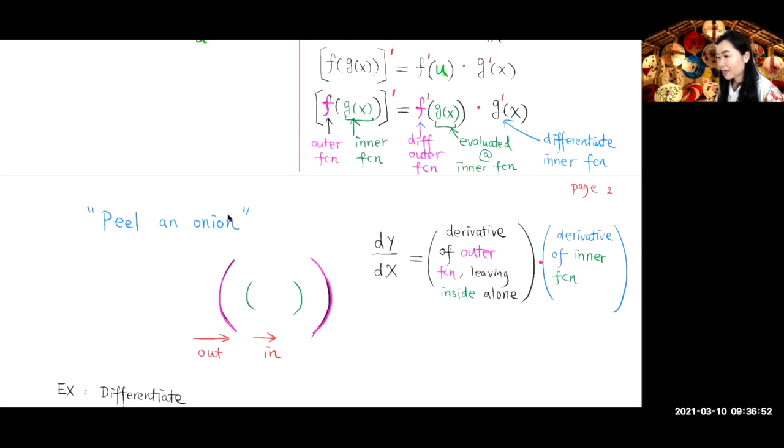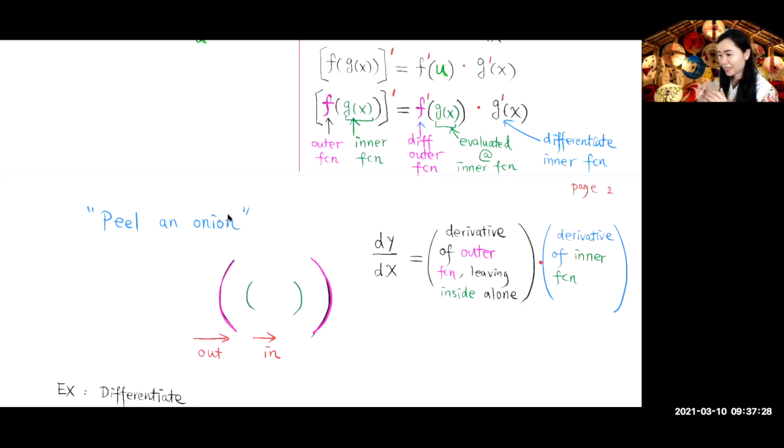So when you peel an onion, you start from outside to inside. You peel the outer layer and then you get to the inner layer, right? So when you differentiate this composition f of g, you differentiate the outer function first, leaving the inside alone. Okay, so leaving this inside here alone, just leave it there. And then multiply. Now you get to this inner layer, and you differentiate this inner function. So times the derivative of the inner function. So it's like peeling an onion, start from outside to inside.